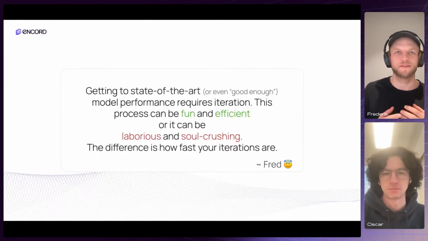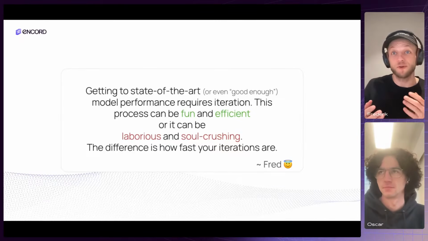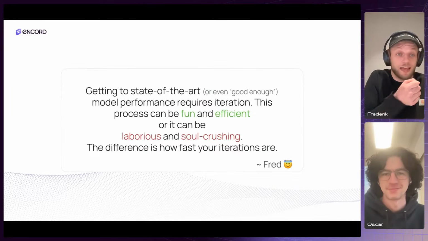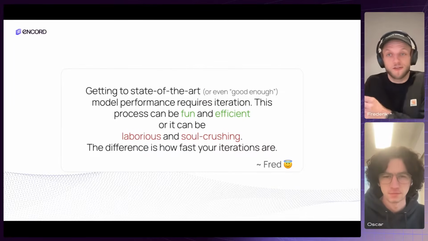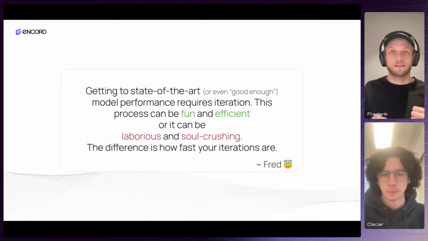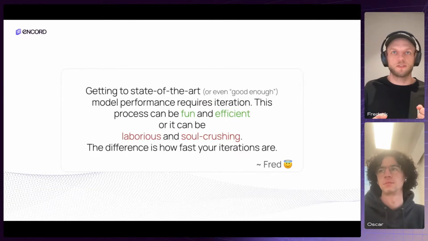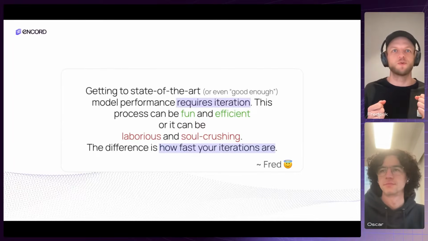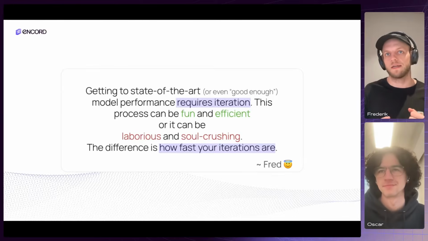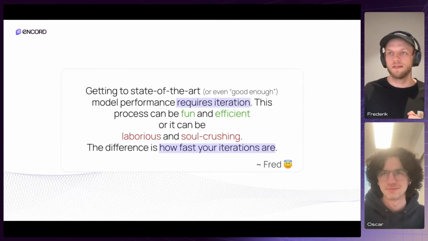So if you want to get to state-of-the-art model performance, or even good enough, right, it requires a lot of iterations. It's not like you just have the data, you label it, and you train your model, and then you're done. It requires a lot of iterations. And this process of iterating can be very fun and very efficient, but it can also be laborious and soul-crushing. And the difference really lies in how fast you can iterate.